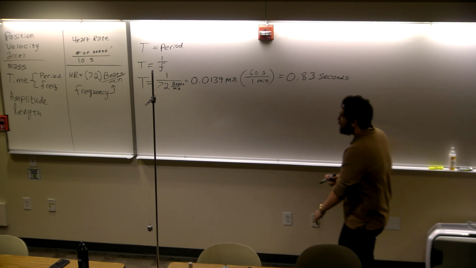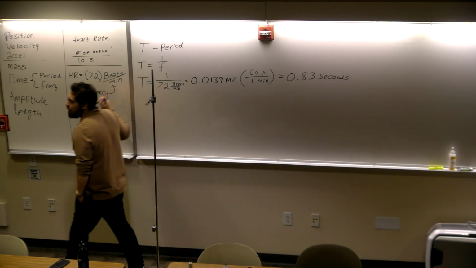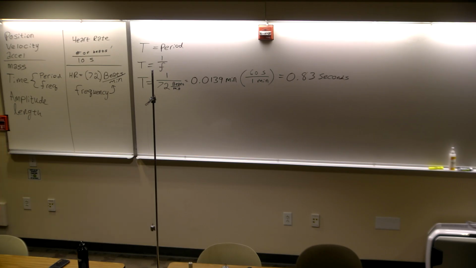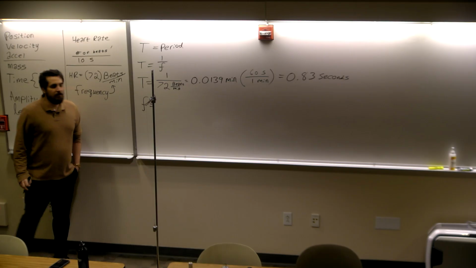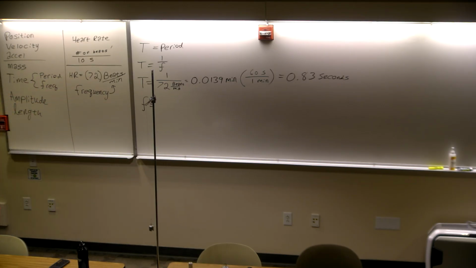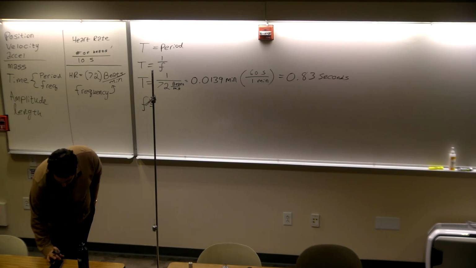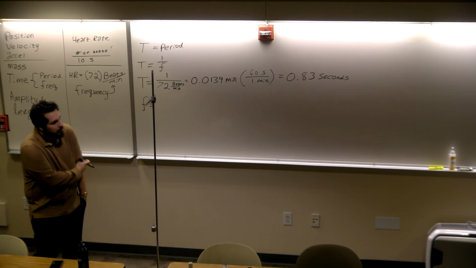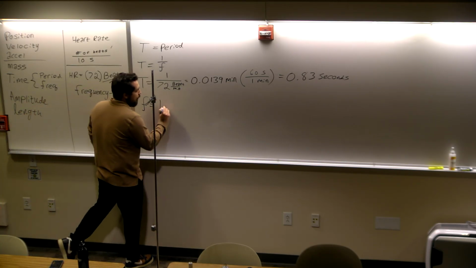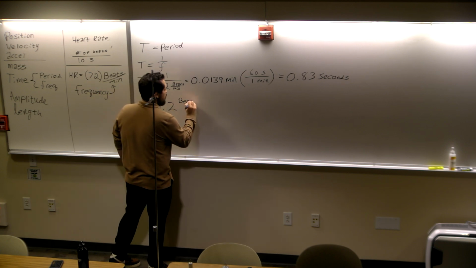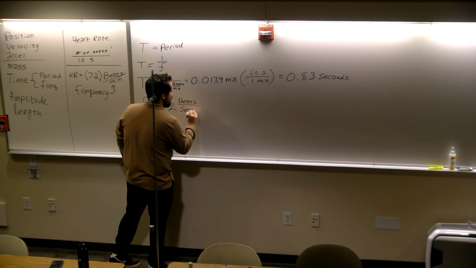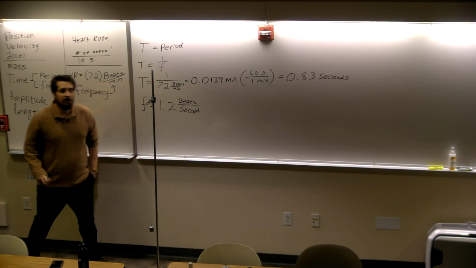Now, typically speaking in physics, minute is not our base SI unit. Second is our base SI unit. So if we want the frequency not in minutes but in seconds, we do a unit conversion. And in this case, 72 beats per minute would give you a frequency of 1.2 beats per second. More standard SI unit, seconds.